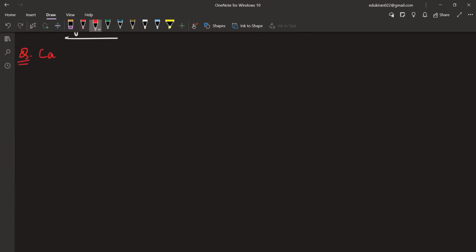A copper silver cell. That means we have a couple of copper and silver. Okay, copper silver cell. A copper silver cell is set up.